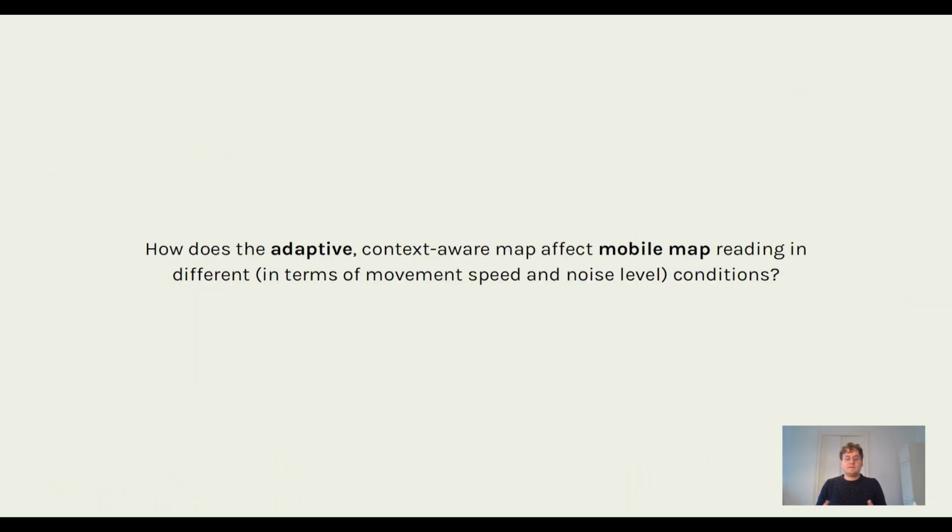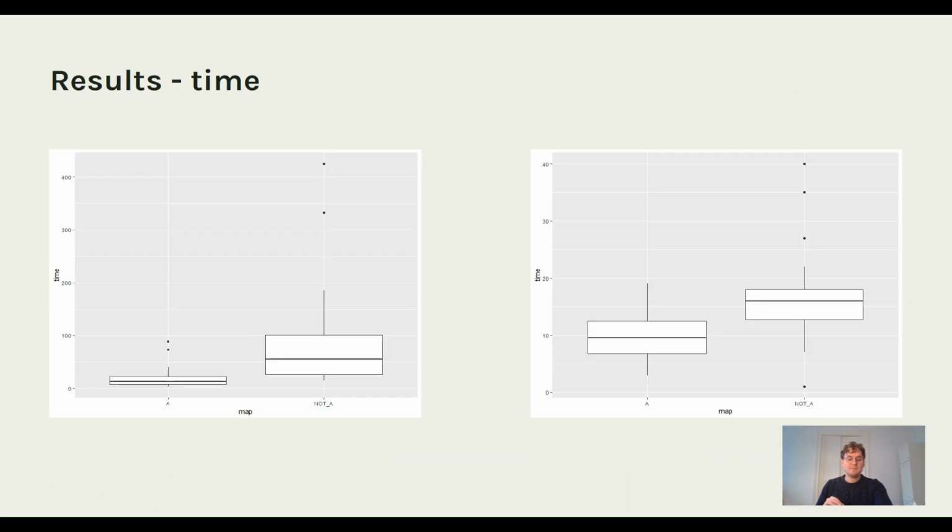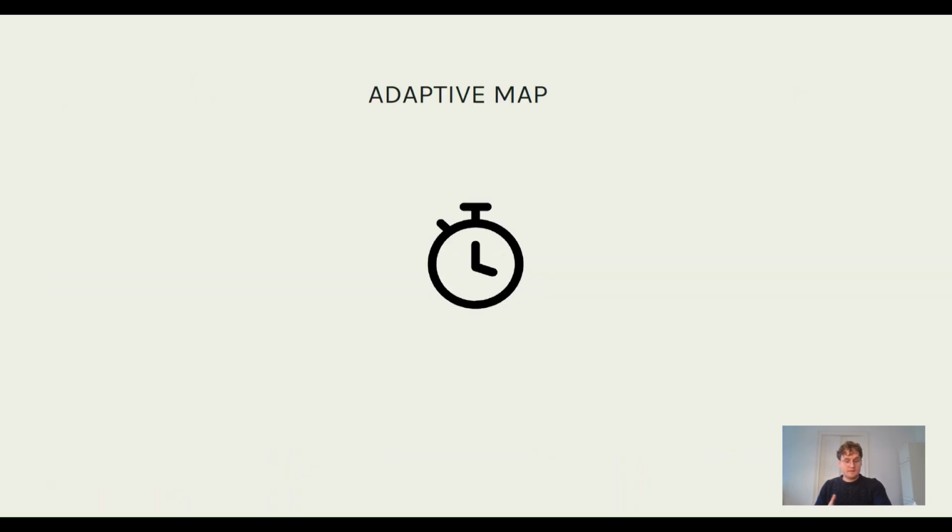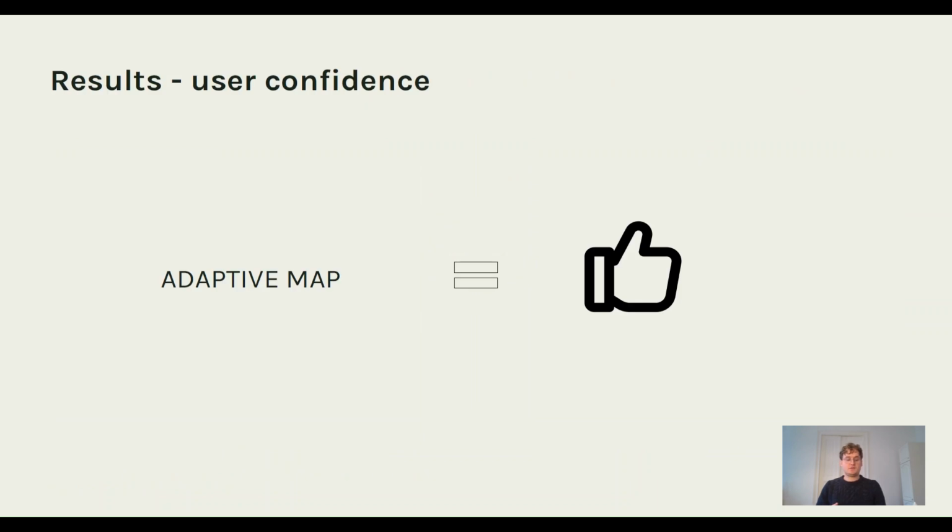And what about the effectiveness of the adaptive mobile map prototype? How does the adaptive map affect mobile map reading? Well, in 2 out of 3 scenarios, the time that users needed to solve map-related tasks was much longer on the non-adaptive map version, hence the conclusion that the adaptive map positively influenced mobile map reading. In addition to that, users also admitted that they felt more confident while solving map-related tasks using the adaptive map version.